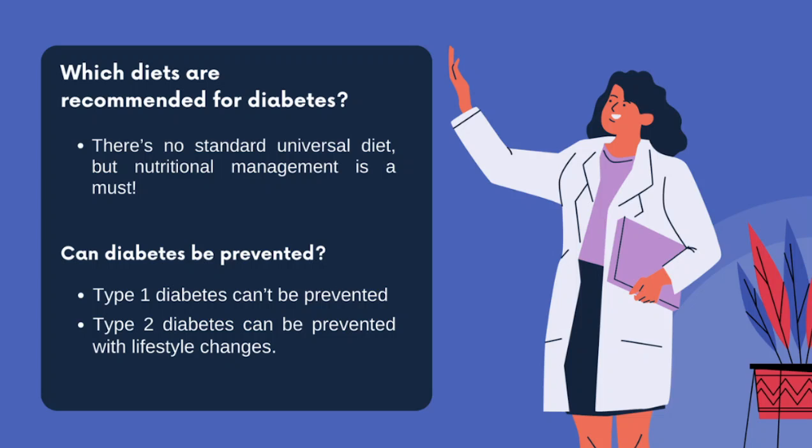And can diabetes be prevented? As I've said, because of the genetic marker or viral infections or other risk factors, or because type 1 diabetes is an autoimmune disease, it really can't be prevented. But in type 2 diabetes, as I've said many times, it really can be prevented and even reversed by having good or proper lifestyle habits and being physically active.